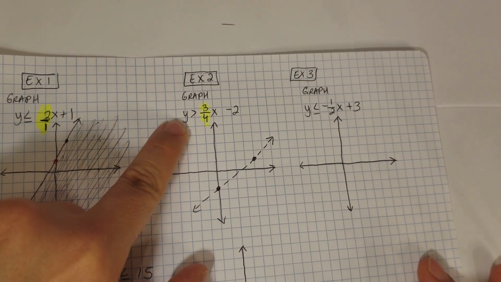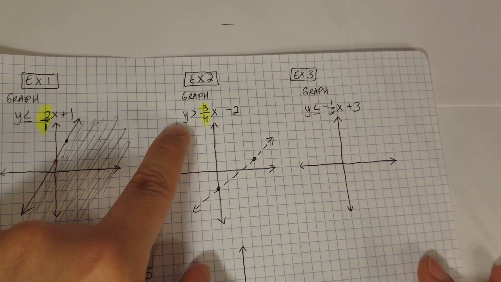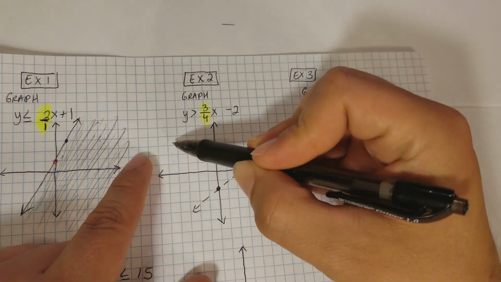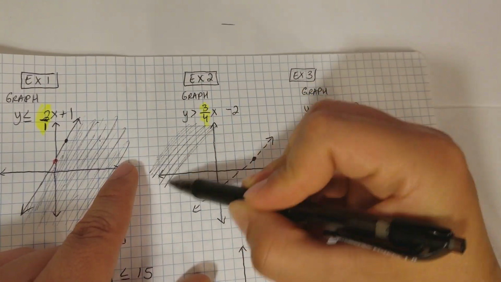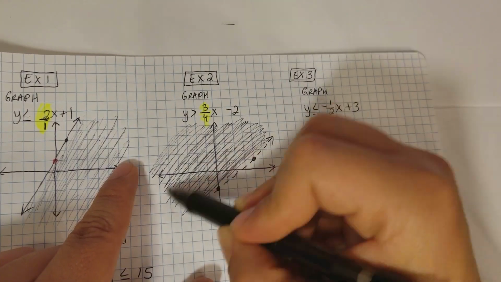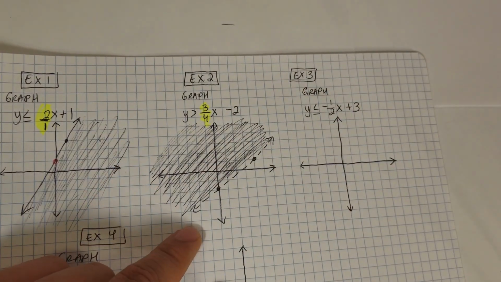And then finally, is the alligator eating the y? Well, yes, it is. That means that we shade upwards. It's eating the y, we shade up. So go ahead and just, with your pencil, shade above this line. So all of the solution region for this inequality is above the line. I'm going to go ahead and shade that in. And there is your second graph.